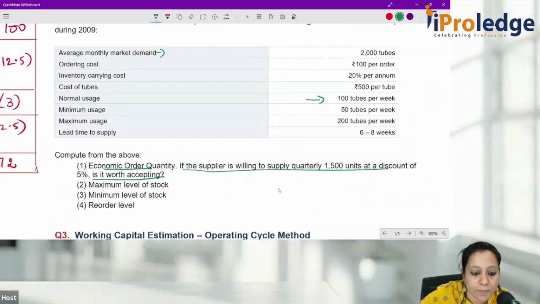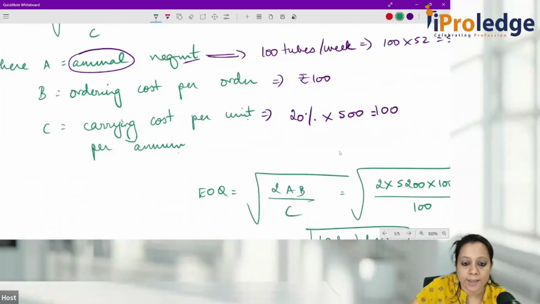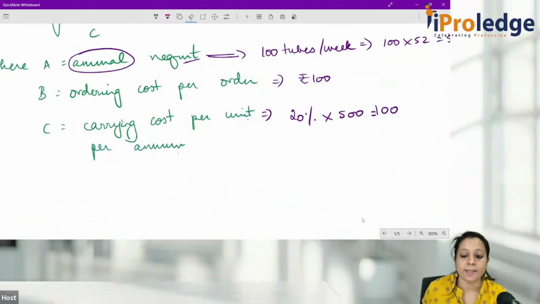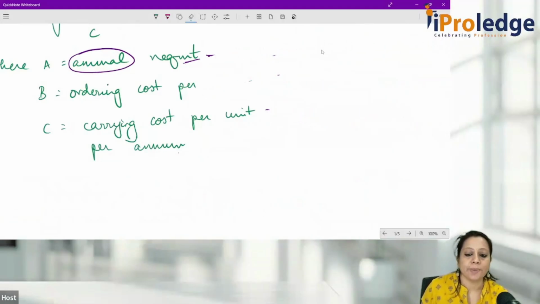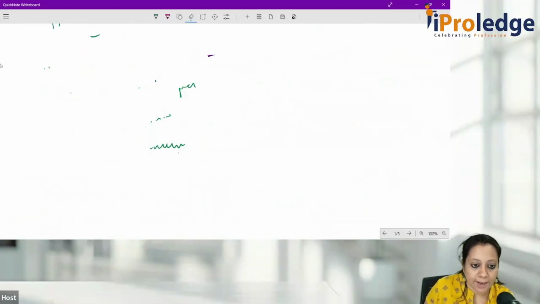Now in this they have asked: if the supplier is willing to give 1500s for a quarter with a discount of 5%, is it worth accepting? Whenever you have such a situation where you need to accept the discount or EOQ, you need to calculate the total cost. Total cost is what? Very nice. Purchase price plus ordering cost plus carrying cost. Right, good job.